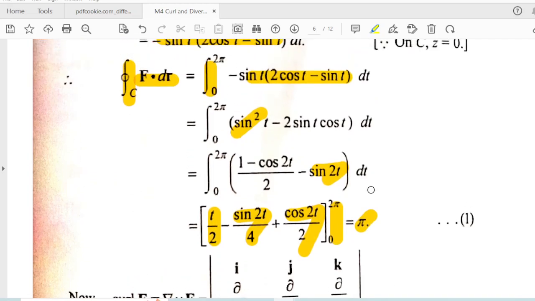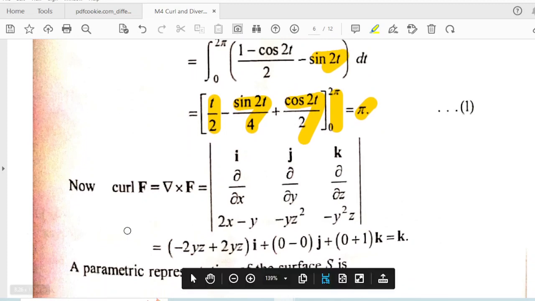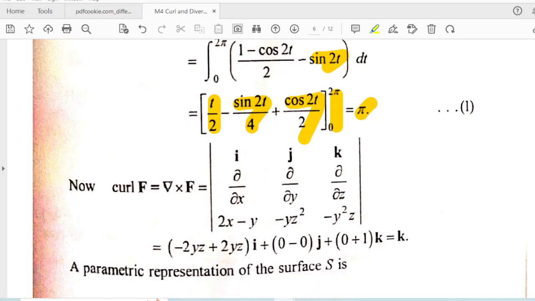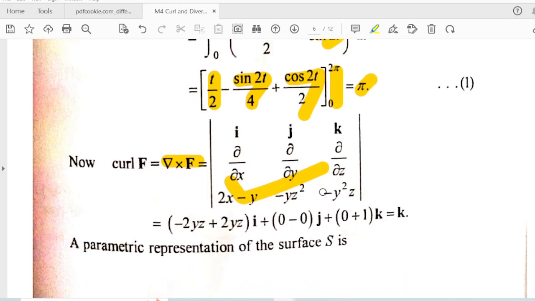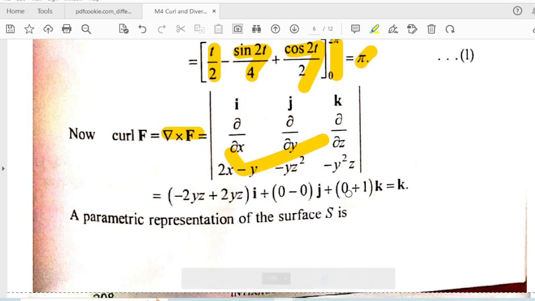Now we are going to find the other part, Stokes theorem, the part of the curl. For that we first require the curl. Curl F bar is del cross F bar. So you'll be getting this expression: minus 2yz plus yz i, k plus 0 minus 0 plus 0 plus 1 k. We get the answer as k.